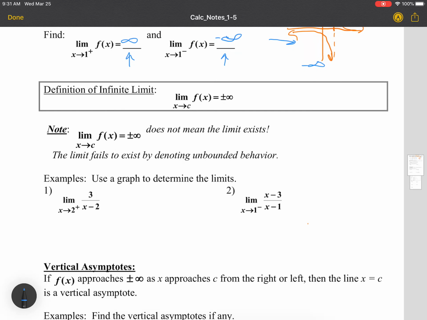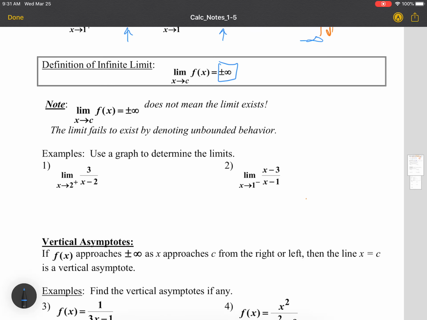Okay, so the definition of an infinite limit. It's a limit as x goes to c of f of x that gives you the result of infinity, positive infinity, or negative infinity. That's just what we're talking about when we say infinite limits.